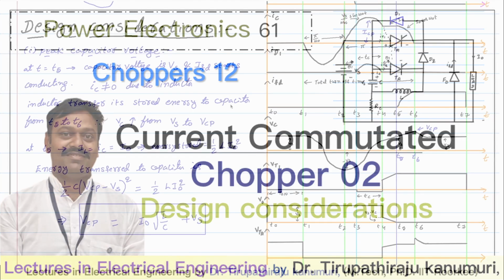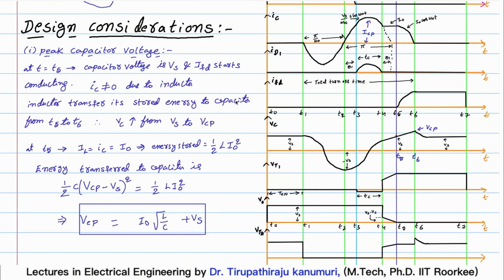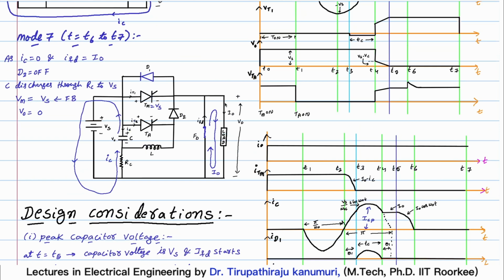Hi all, today we are going to see the design considerations of current commutated chopper. So why are these design considerations required? Last class we have already seen the working of current commutated chopper. We have seen under different modes how this will operate. These are the different elements.